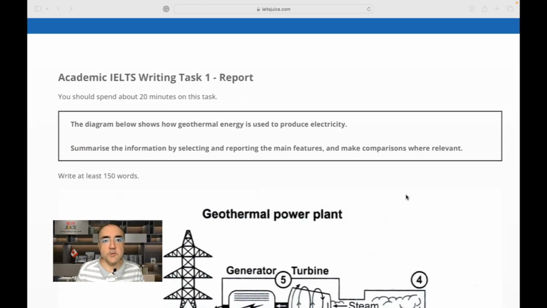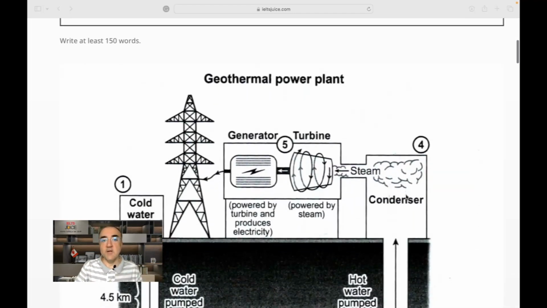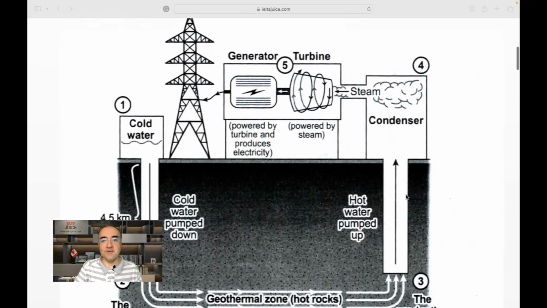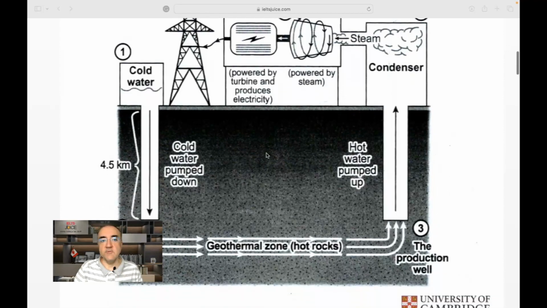The diagram below shows how geothermal energy is used to produce electricity. So this time we've got ourselves a diagram. So no pie charts, no line charts, no tables, none of those conventional visuals. This time we have a diagram. There are steps numbered 1 to 5.